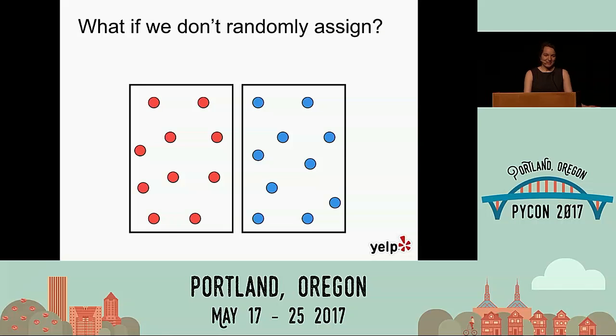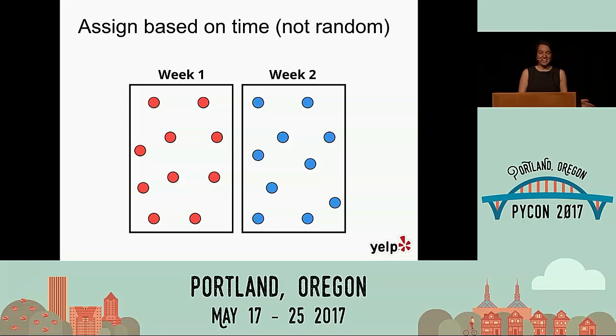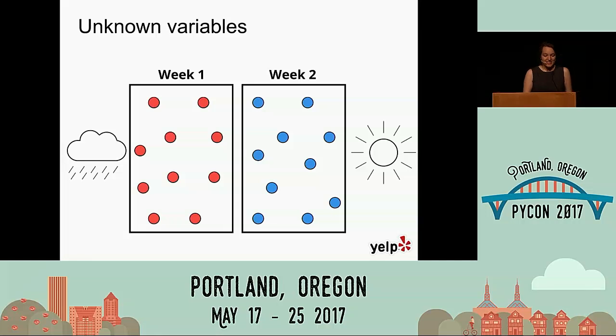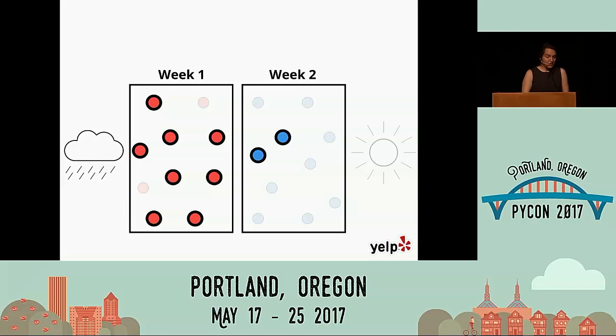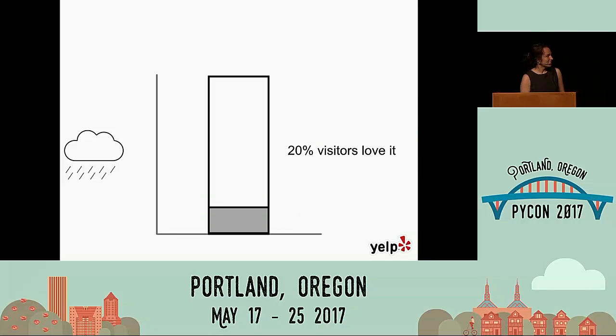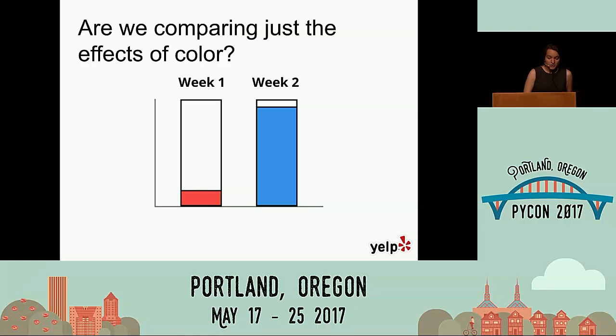So let's not randomly assign. Let's do it based off of time. So for 1 week, we'll show red. For the next week, we'll show blue. The issue with this is that we have these unknown variables associated with the week. Maybe it was really raining last week. And we don't know this, but people who were stuck in rainstorms think that our site is a lot less cool. They don't like it as much. So then when we ask, are we comparing just the effects of color?